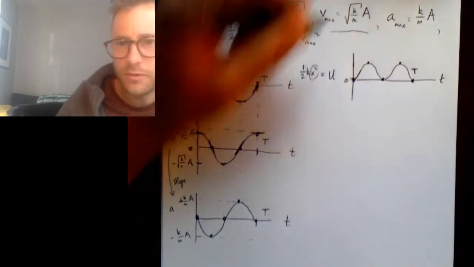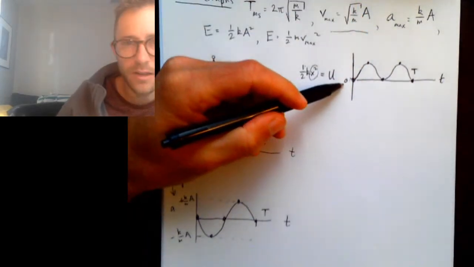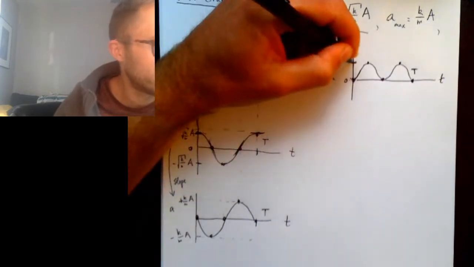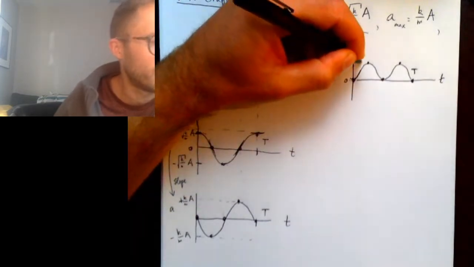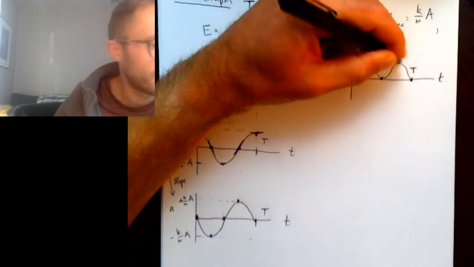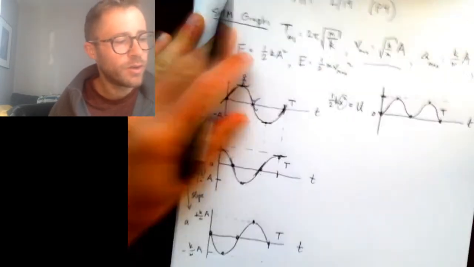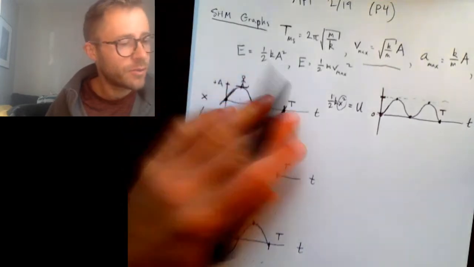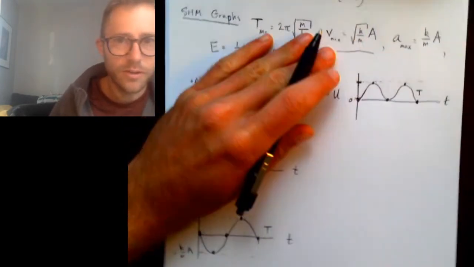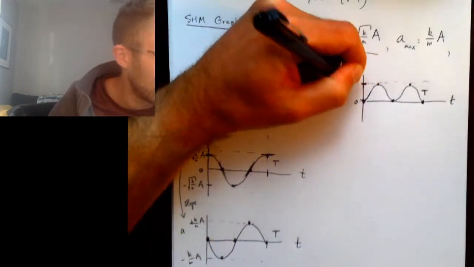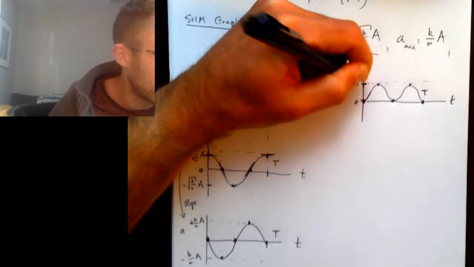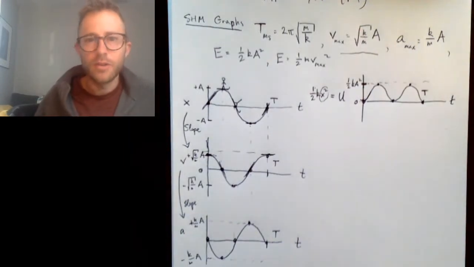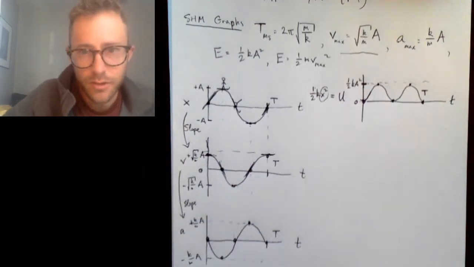So the smallest value that the potential energy can take is 0. And then the biggest value, so what is the biggest value? Well, I know that the energy is 1/2 Ka squared. So the biggest value that this can take is 1/2 Ka squared. All right. So that is how we get the potential energy as a function of time.